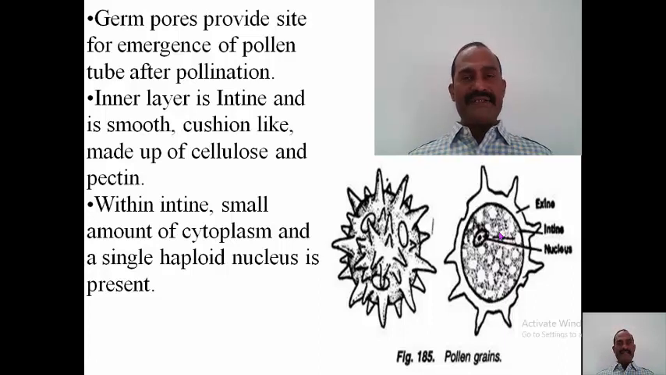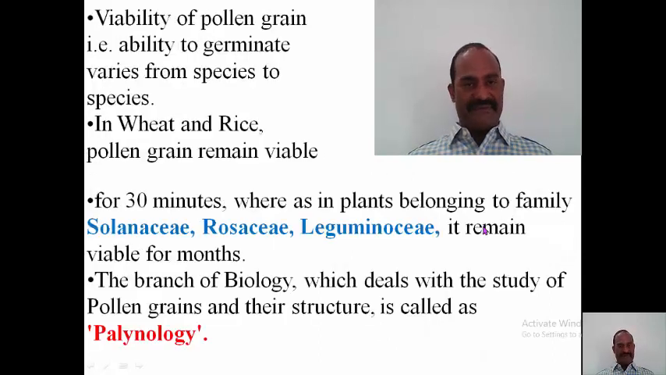For NEET purposes, you should remember exine is made up of non-biodegradable protein called sporopollenin. However, the inner cushion layer, that is intine, is made up of only cellulose and pectin. Within the intine, you have a very small amount of cytoplasm and a single haploid nucleus that is representing the male pronucleus.